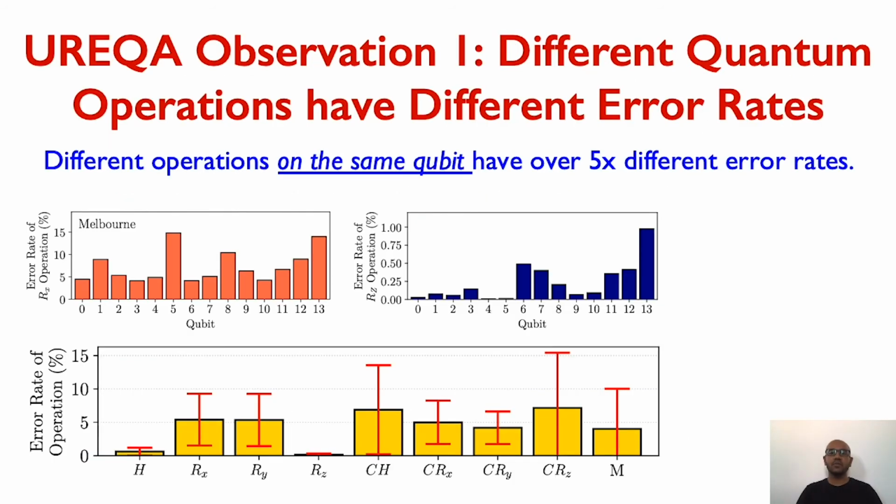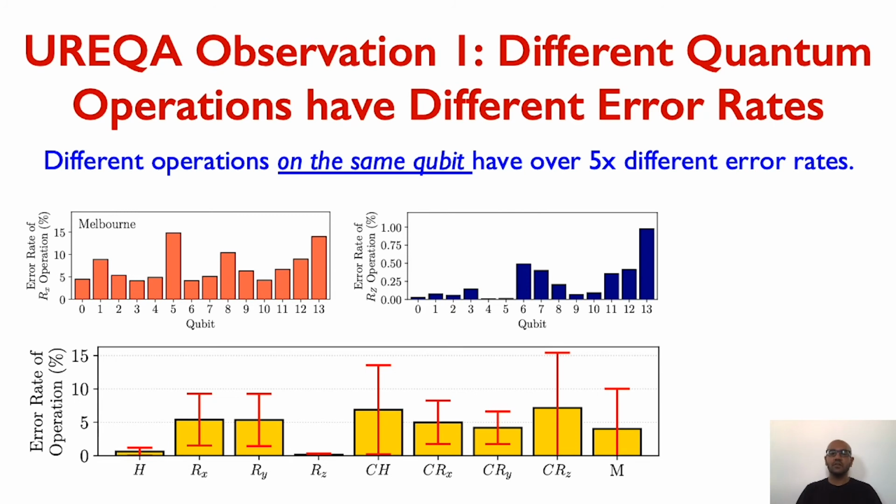While the previous slide just showed an example, we found that even on real quantum systems, different operations do have different error rates. If we look at the top row of figures over here, the figure on the left shows the error rate of the Rx operation on 14 qubits on Melbourne, and the figure on the right shows the error rate of the RZ operation on the same 14 qubits. Now, if we specifically look at qubits 5 and 6, we see that qubit 5 has a much higher Rx error rate than qubit 6.